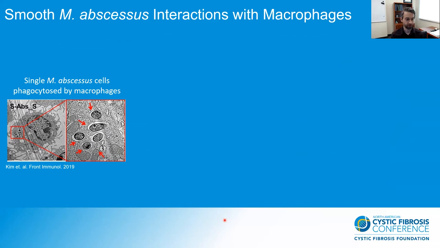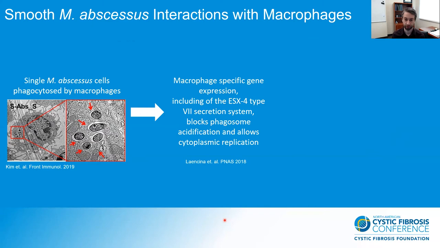And what we know is that single Mycobacterium abscessus cells of the smooth variety are phagocytosed by macrophages, usually so you get one cell per phagosome. They're able to survive within that phagosome, largely due to a suite of specific genes that they express during host cell infection. This is a lot of really good work from the Gerard Mesquish lab, who's looked at expression data of Mycobacterium abscessus growing not only in macrophages, but also in amoeba, which is likely a host or a non-host reservoir for these bugs. So one of the things they express in the macrophage is this ESX4 type 7 secretion system, which allows them to block acidification of that phagosome, escape into the cytoplasm and replicate.